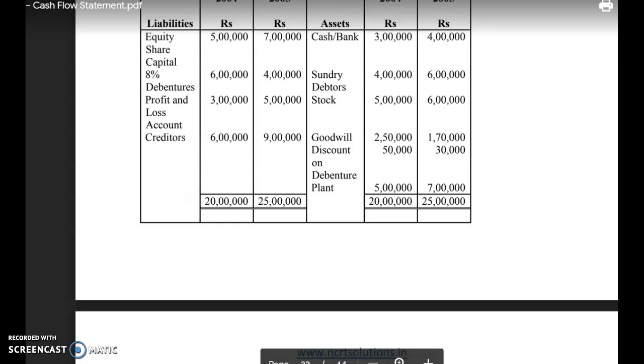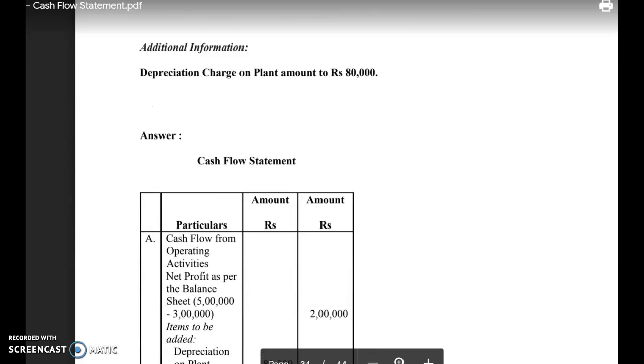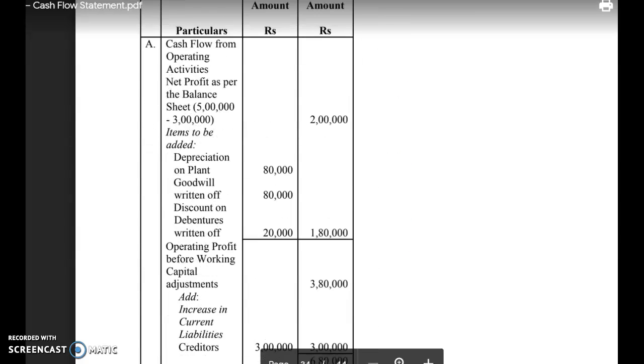So let's understand how the problem will be solved here. First of all, we will calculate cash flow from operating activities. We start with the net profit as per the balance sheet, which is given, and we will take the net effect in the outer column.